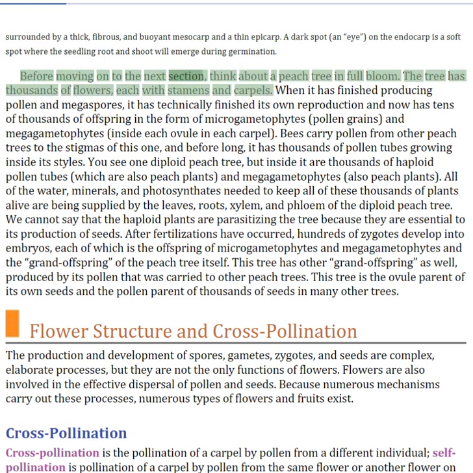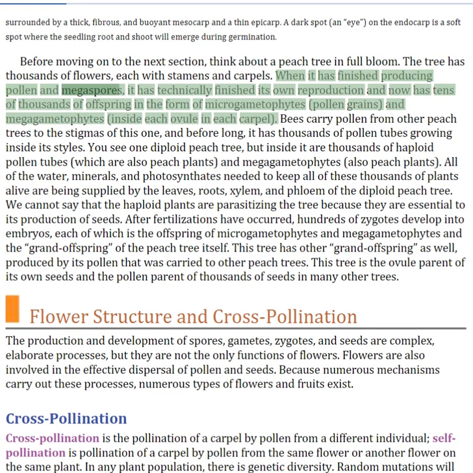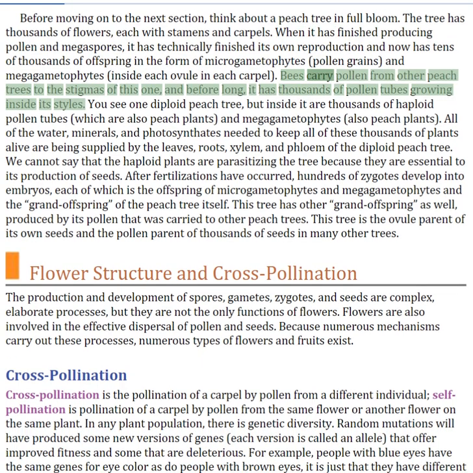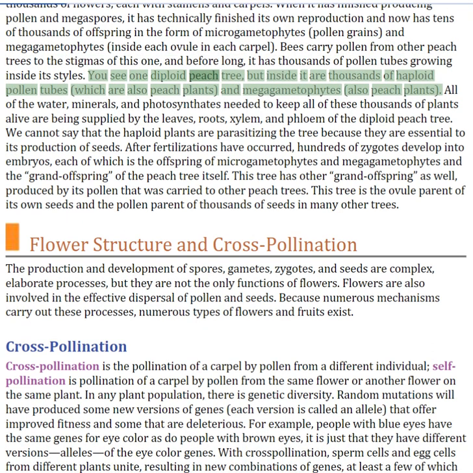Before moving on to the next section, think about a peach tree in full bloom. The tree has thousands of flowers, each with stamens and carpels. When it has finished producing pollen and megaspores, it has technically finished its own reproduction and now has tens of thousands of offspring in the form of microgametophytes and megagametophytes. Bees carry pollen from other peach trees to the stigmas of this one, and before long, it has thousands of pollen tubes growing inside its styles. You see one diploid peach tree, but inside it are thousands of haploid pollen tubes and megagametophytes.